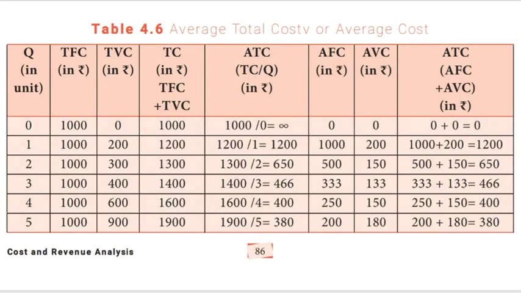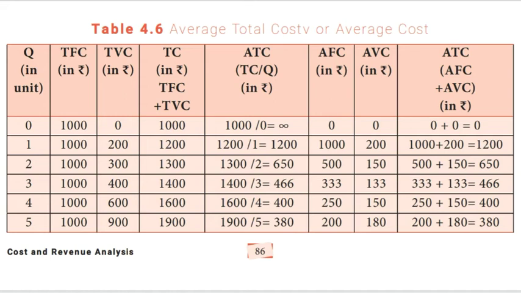Next, average total cost curve or average cost curve. Average total cost, or simply average cost, is the total cost divided by the number of units of output produced. AC equals TC by Q, where AC is average cost, TC is total cost, and Q is the number of units of output produced.